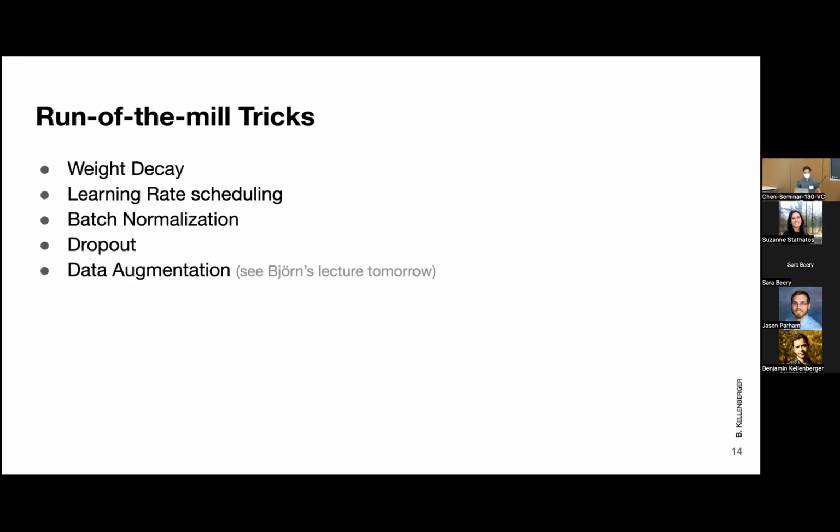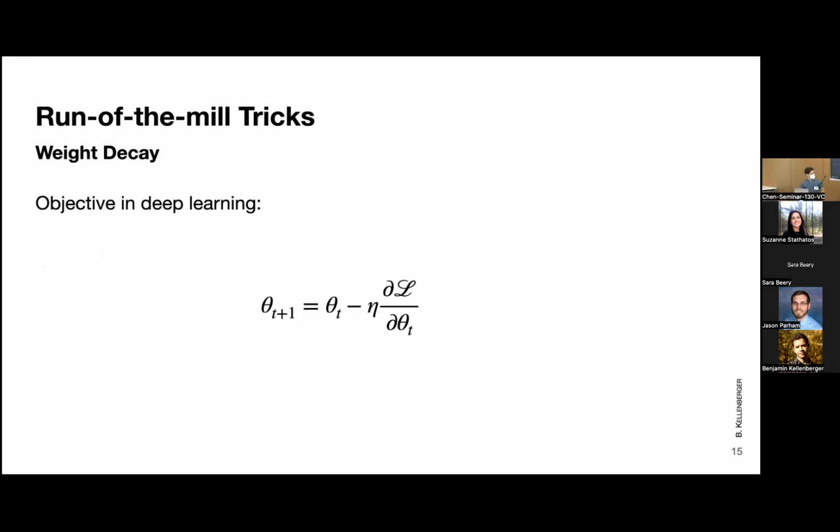Good. Let's start with some run-of-the-mill tricks. These are the ones that apply to almost everyone. Weight decay, scheduling the learning rate, batch normalization, dropout, and this is what Björn is going to talk about tomorrow, data augmentation. So I will not go into this, but everyone should use data augmentation. We'll see that tomorrow. Let's start with weight decay.